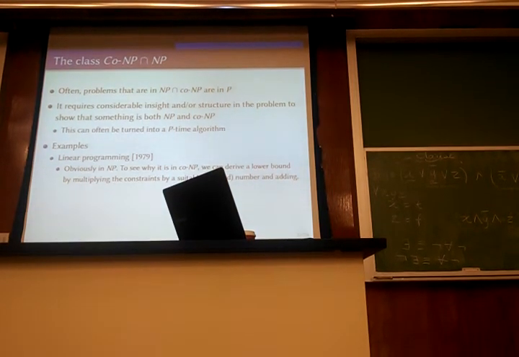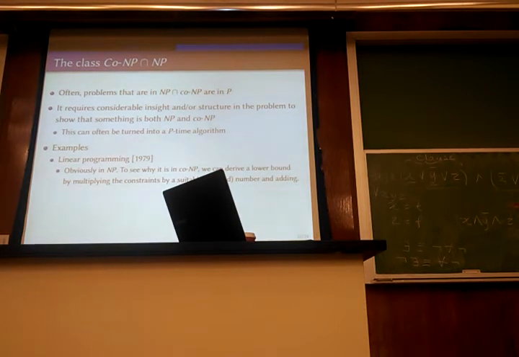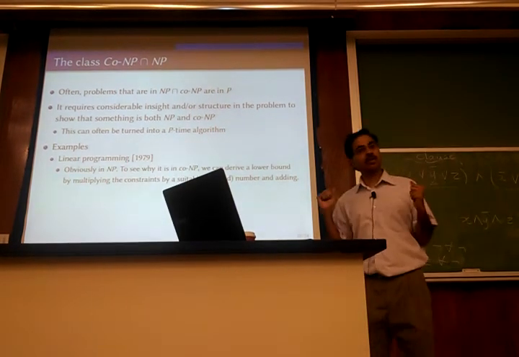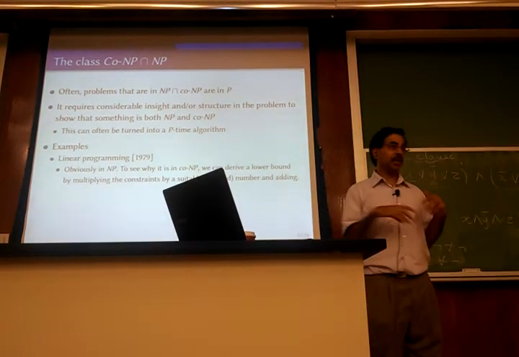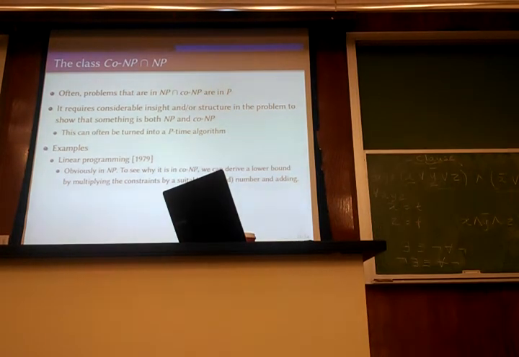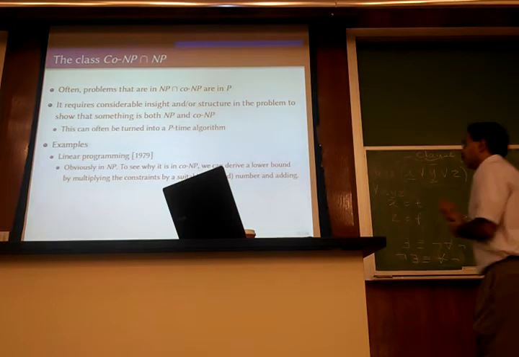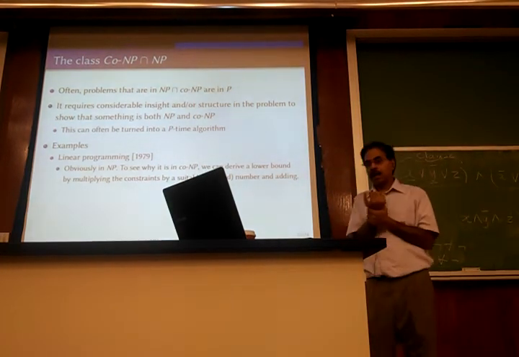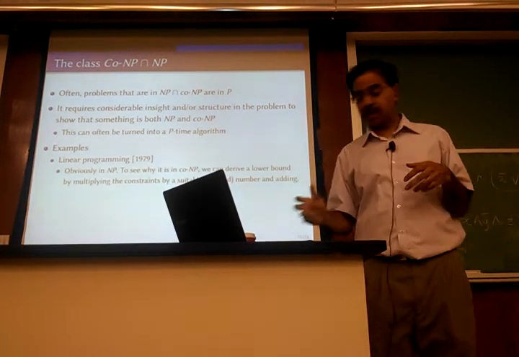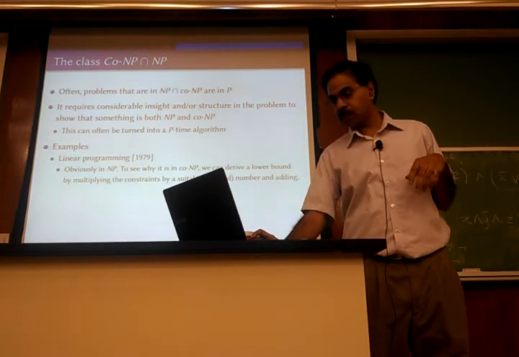And so that got people thinking, and they said, well, there must be a polynomial solution, or there's a good chance that there is one. And in fact, the polynomial solution was found in 1979, long after the exponential simplex method was found.